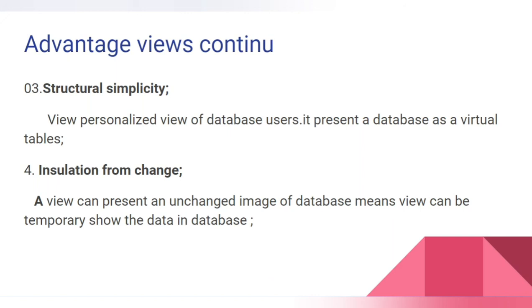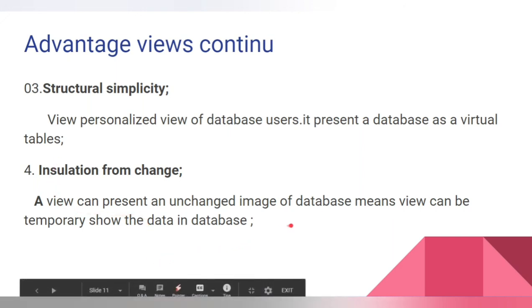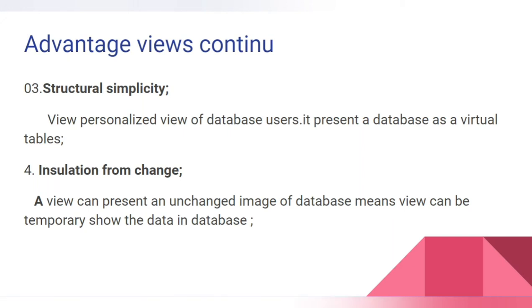Insulation from change. A view can present an unchanged image of a database, meaning a view can be temporary, showing the data in the database for a specific time. That is why it is not a permanent change. It is just a view of the data present in the database.